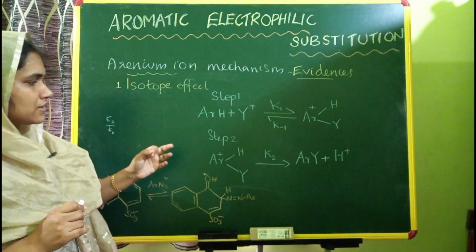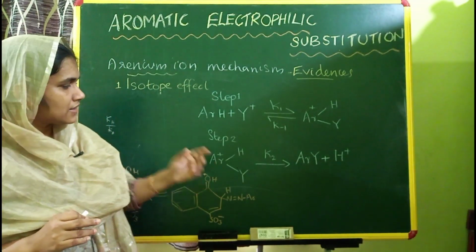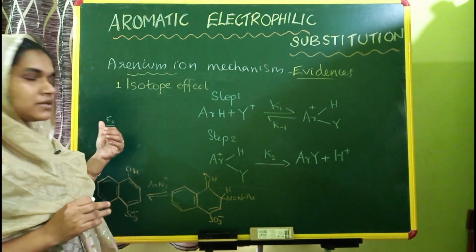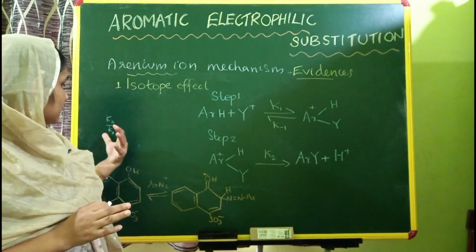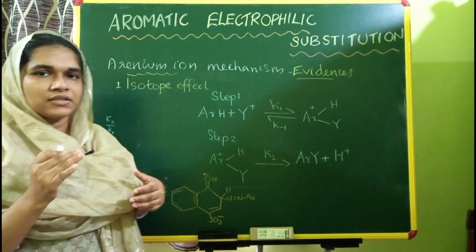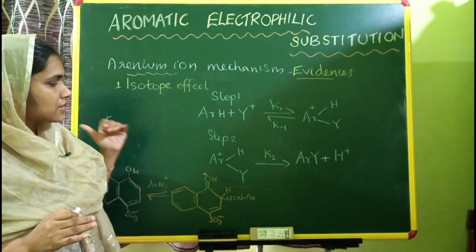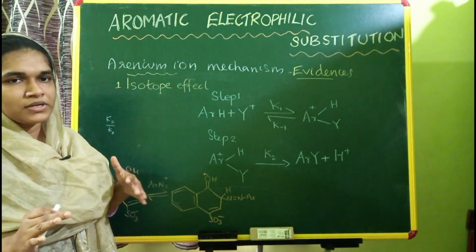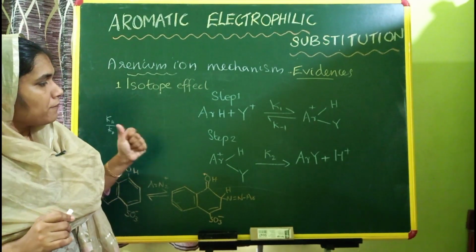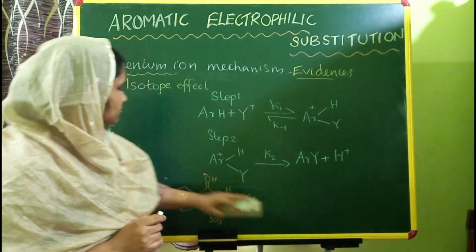In some cases there is a secondary kinetic effect, that is a slight variation of the rate, with kH/kD slightly greater than 1. In such cases only the secondary kinetic effect is operating. But in some cases there are exceptions.